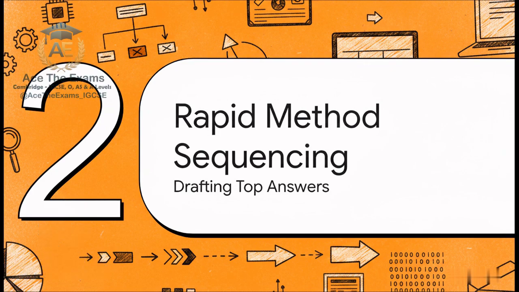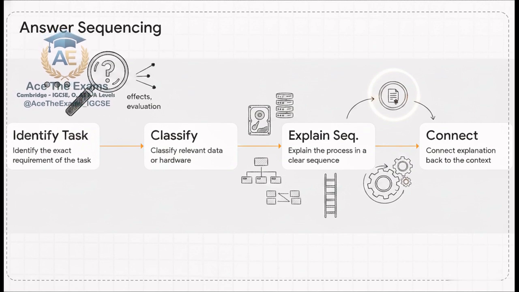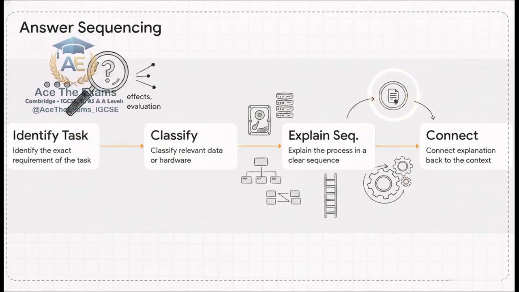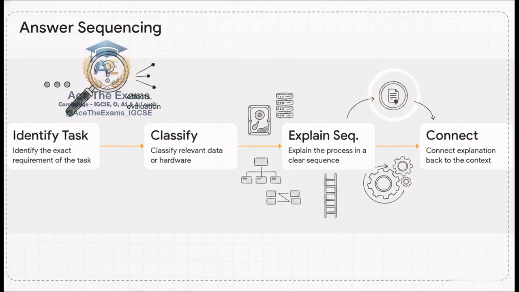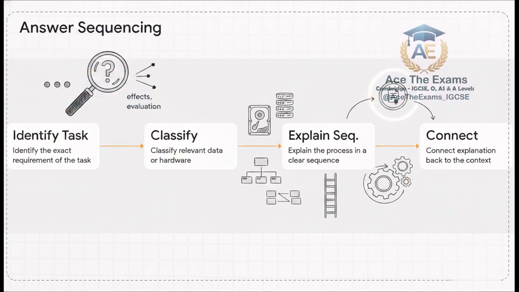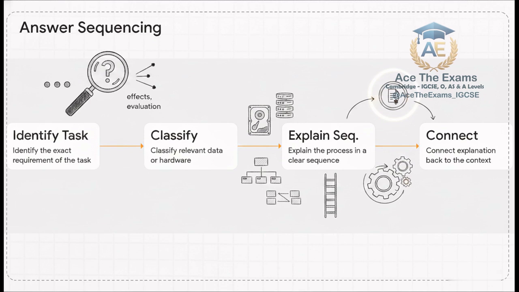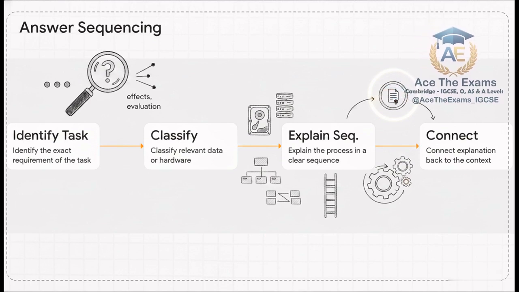Rapid method answer sequencing. Let's look at how we build this into a disciplined 4-step path to draft a top-band answer. Step 1. Identify the exact requirement of the task. Are they asking for causes, effects, or an evaluation? Step 2. Classify the relevant data or hardware involved. Step 3. Explain the process in a clear, logical sequence. Like, explain it so clearly that another learner could easily follow it. And Step 4. Connect that entire explanation back to the specific context given in the question.